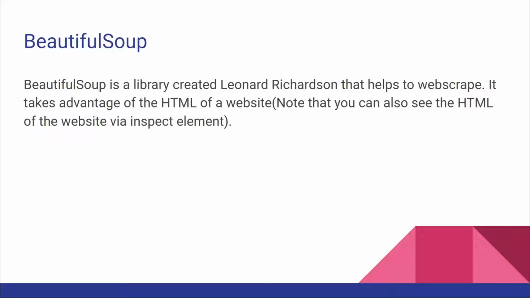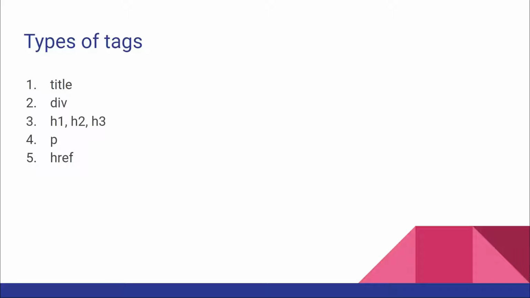In this video, in order to get started on web scraping, we will first be using a public library called Beautiful Soup. This library takes advantage of the HTML of a website in order to collect data. This is essentially using inspect element on a web page. For this reason, we will be using inspect element on websites in order to collect information on which tags to use. Tags are the formattings of a website.